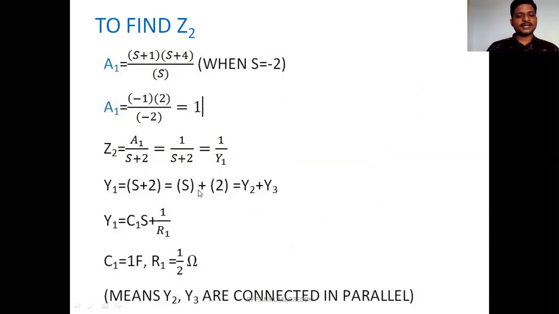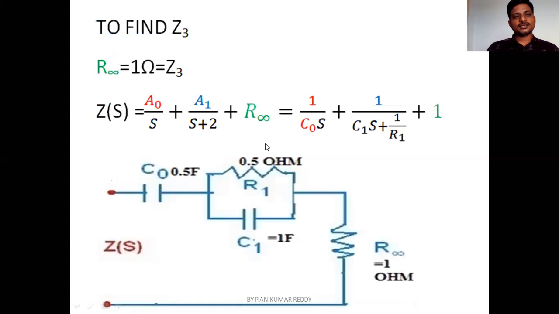Also you have to understand that here you have a plus sign between Y2 and Y3. If two admittances are added, you have to understand they are connected in parallel. If two impedances are added, they are connected in series. So you can understand that R1 and C1 are connected in parallel because admittances are added here. After that you have to find R infinity, which can be found from observation.